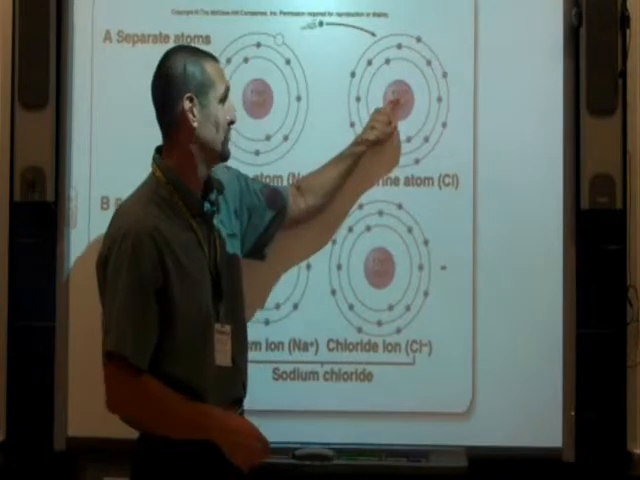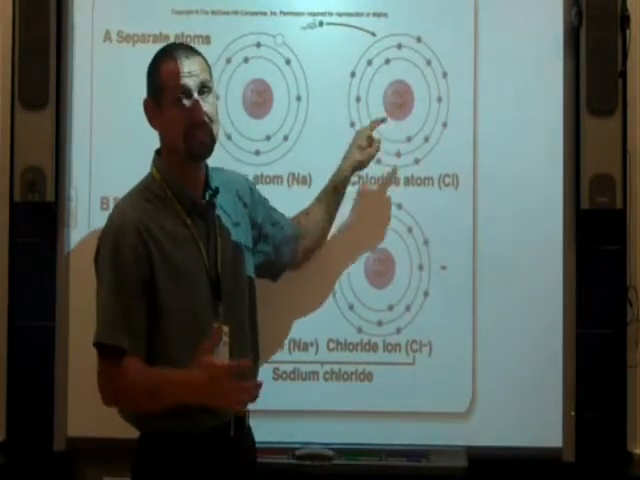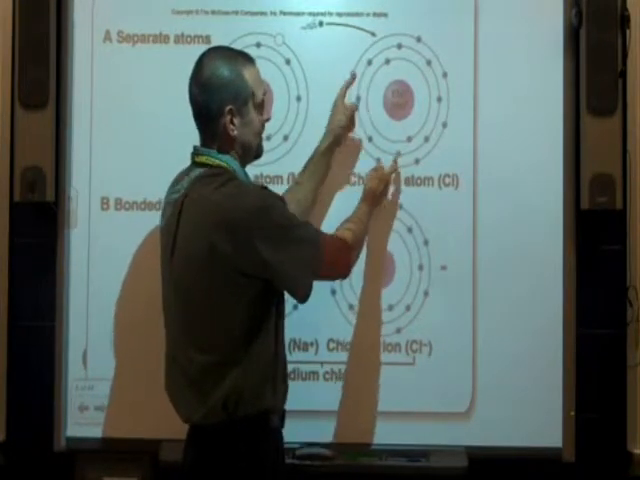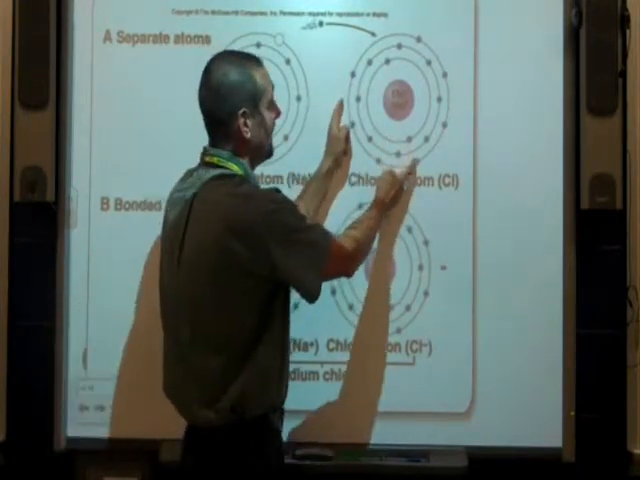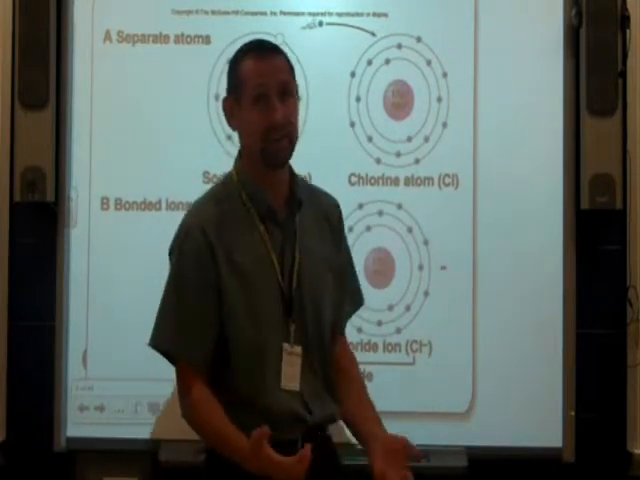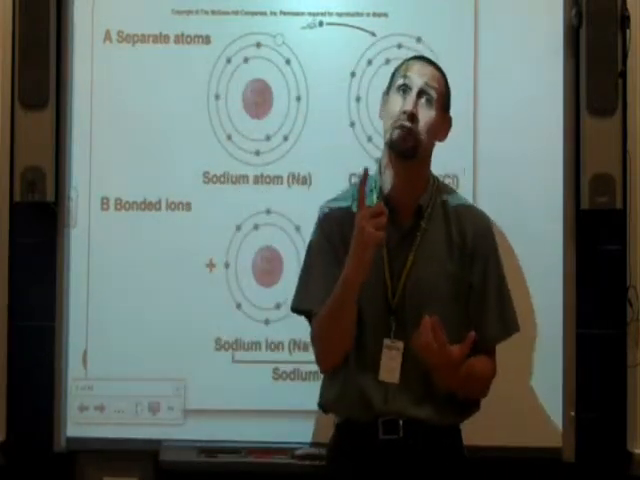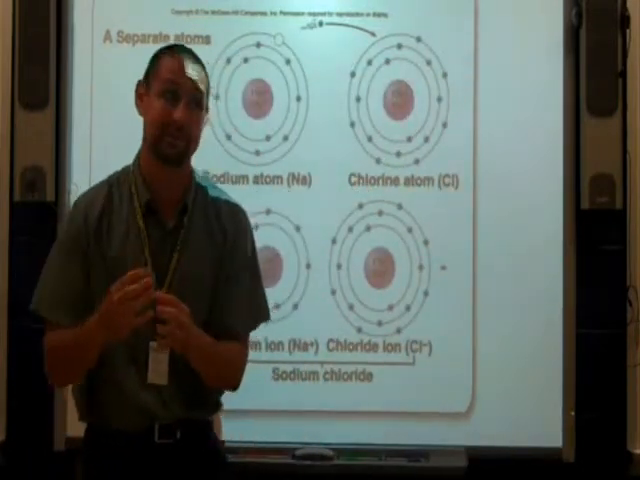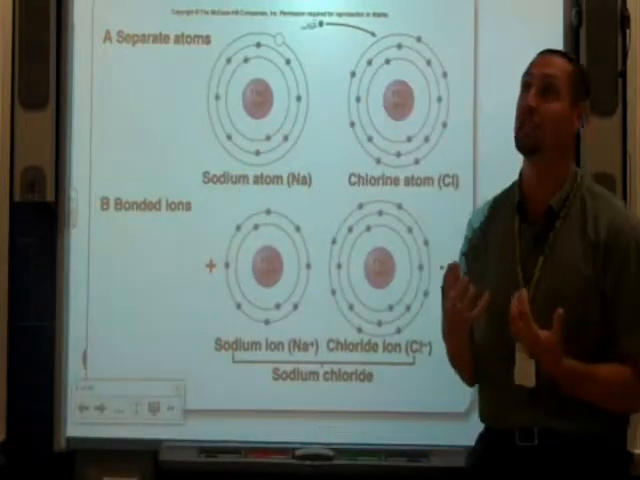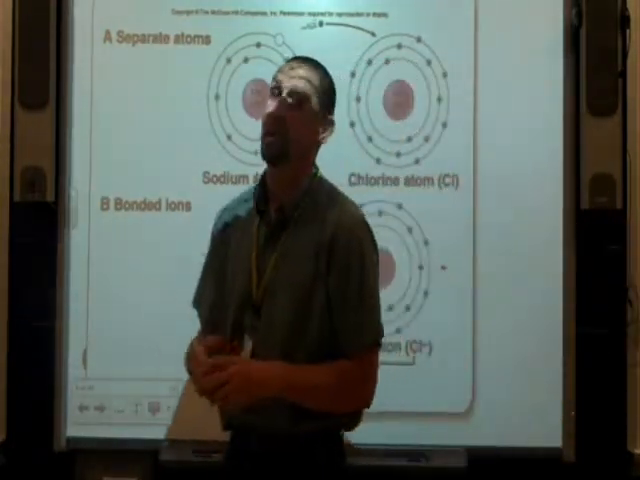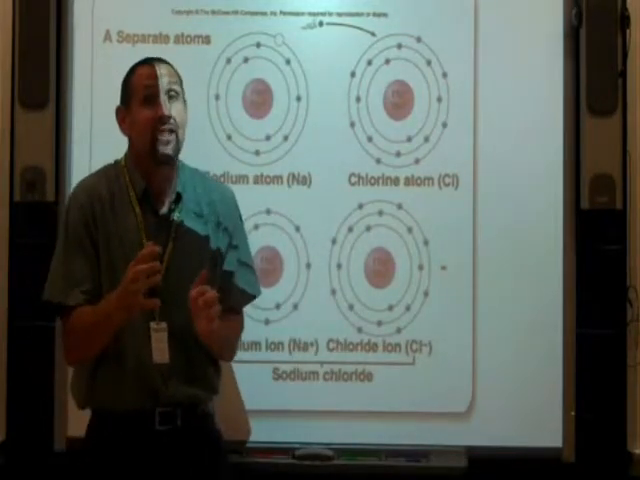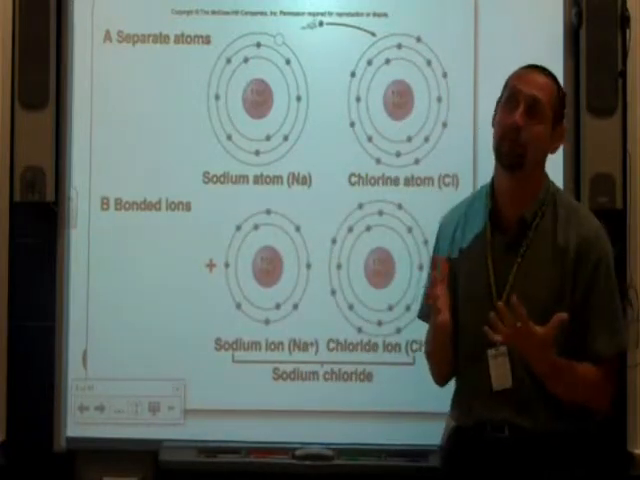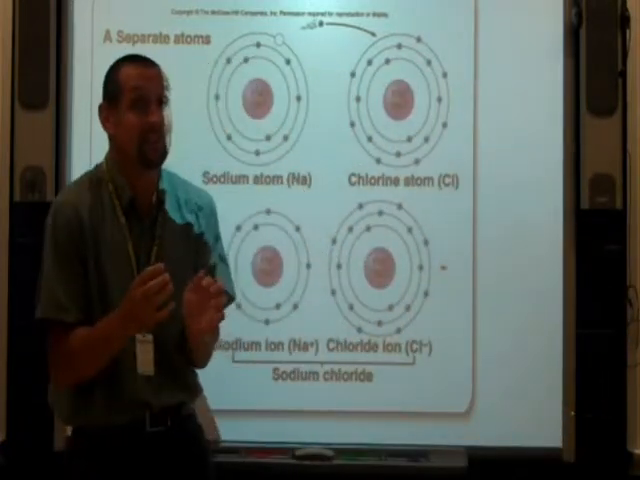Chlorine has 17 protons, which means it also has 17 electrons. 2 in the first energy level, 8 in the second energy level, that makes 10. 7 in the third energy level. So chlorine is thinking, I just need 1 electron to be stable. Sodium is thinking, I just need to get rid of 1 to be stable. If I could just get 1 electron, I'd be stable. If I could just get rid of this electron, I'd be stable. Where can I find an electron to be stable? How can I get rid of an electron to be stable?